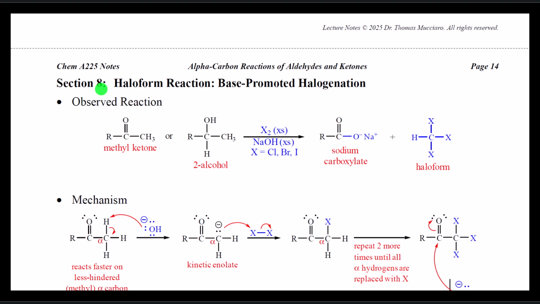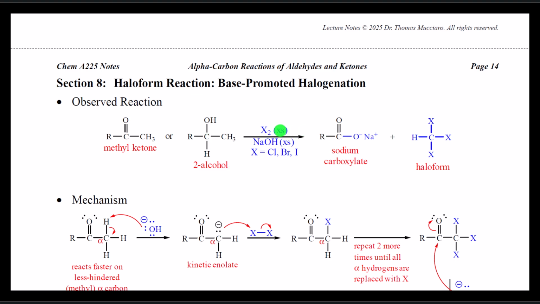Our last reaction in this chapter is a base-promoted halogenation reaction that is often known as the haloform reaction. In this reaction, we're going to start with either a methyl ketone, which is a ketone in which one of the carbon groups is a methyl, or a 2-alcohol. In other words, an alcohol where we have a methyl on carbon 1 and the OH is attached to carbon 2.